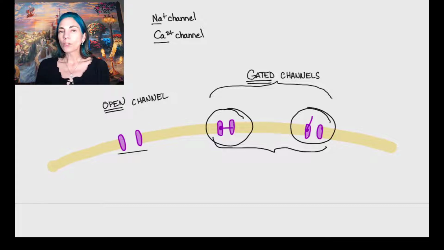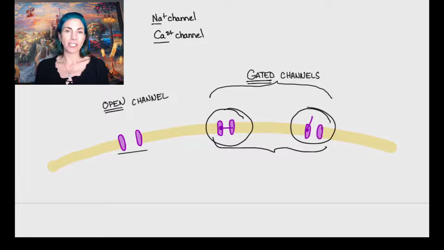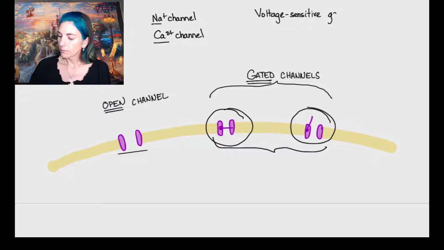So what opens or closes the gate? It turns out that there are three possible triggers for these gated channels. Each gated channel is built to respond to only one of these triggers. So this is not a pick and choose, what do you want to respond to today? You are built to respond to only one of these three stimuli. One of the stimuli is a change in voltage. So these are referred to as voltage sensitive gated channels.